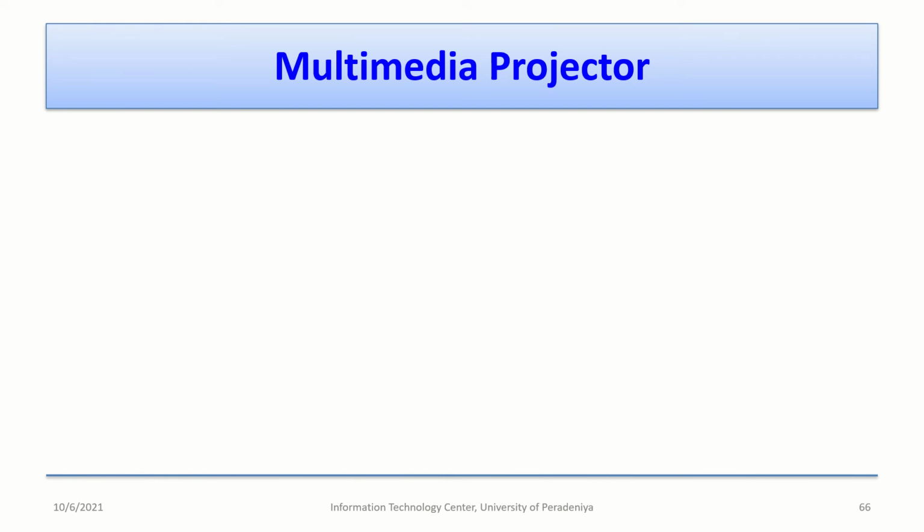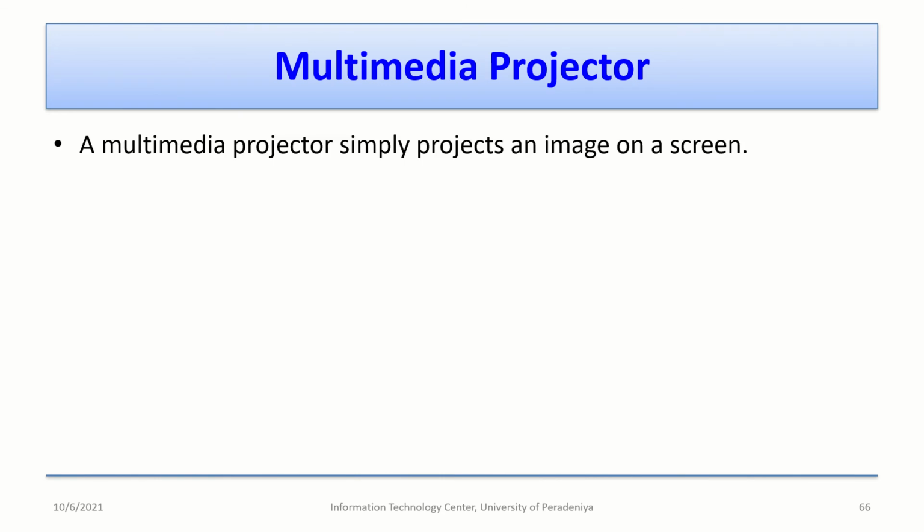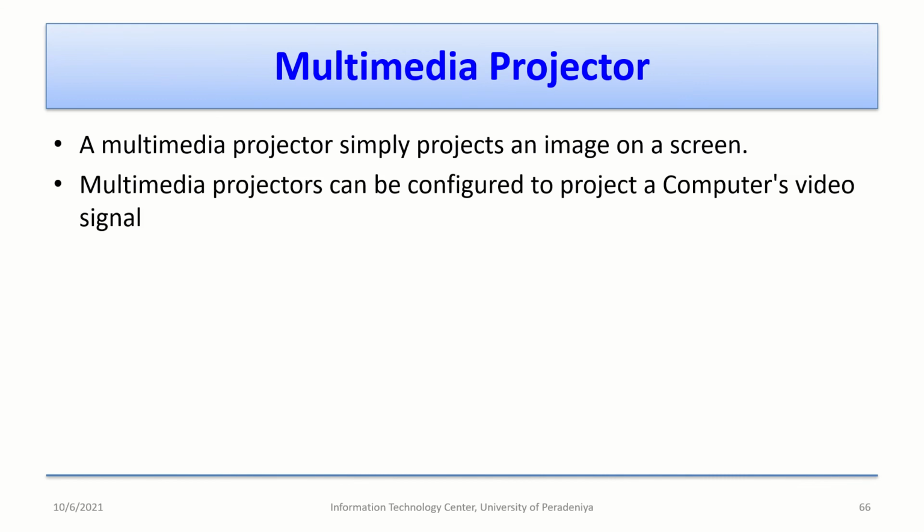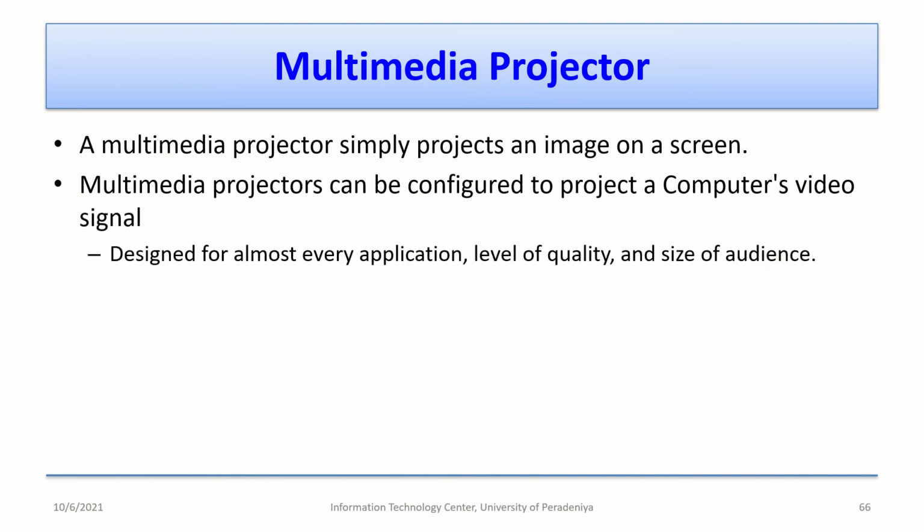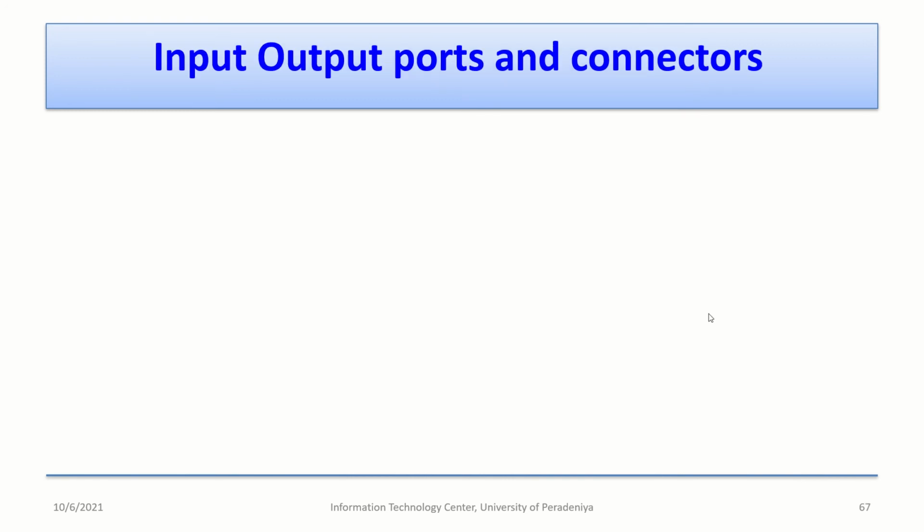Then the next one is the multimedia projector. The projector simply projects an image on a screen. Multimedia projectors can be configured to project a computer video signal. They are designed for almost every application, by level of quality and the size of the audience. Now, this is a very important part: input output ports and connectors.